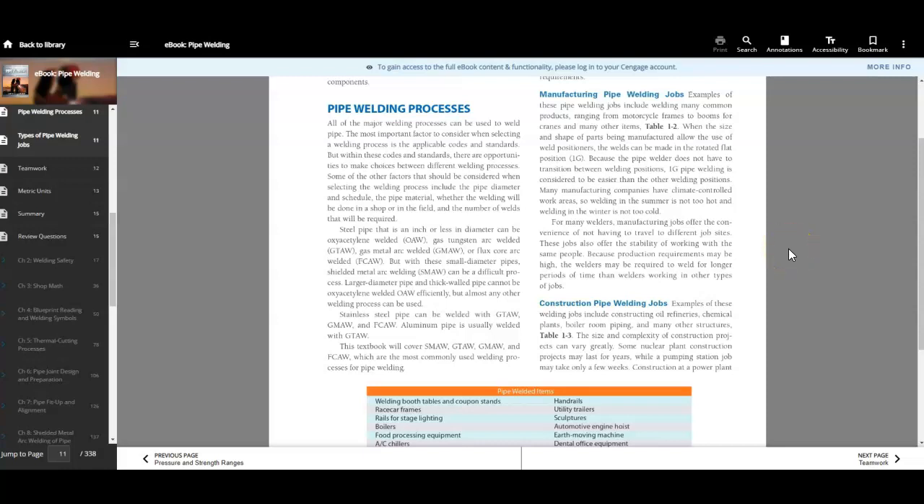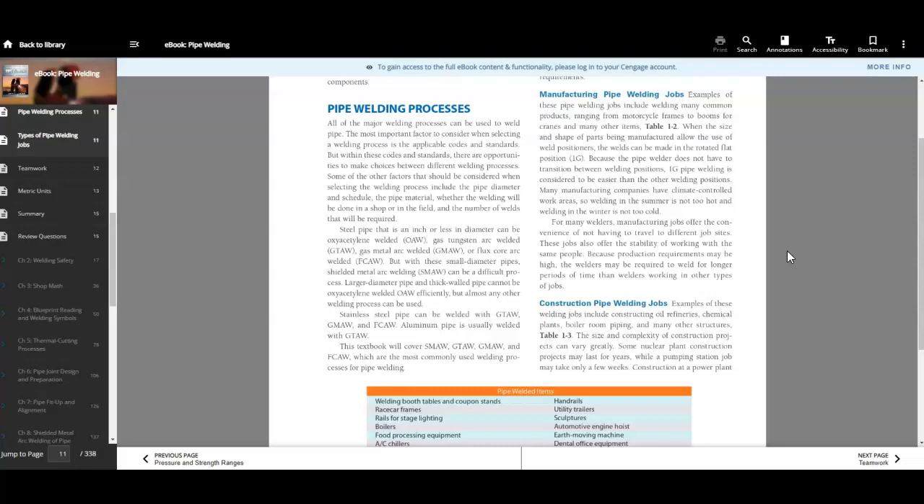Steel pipe that is an inch or less in diameter can be oxyacetylene welded, gas tungsten arc welded, gas metal arc welded, or flux core arc welded. But with these small diameter pipes, shielded metal arc welding can be a difficult process.